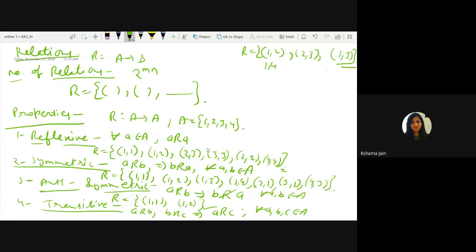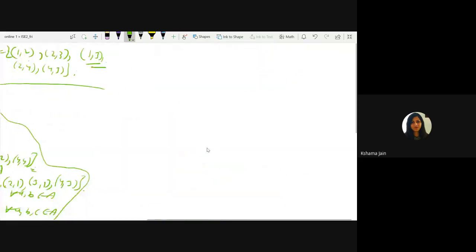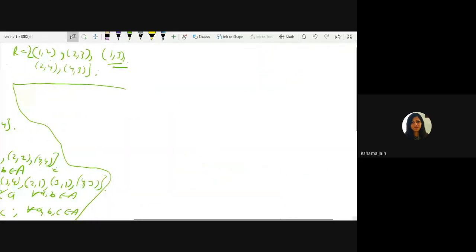Or otherwise, why am I taking 1 only? Not necessary you take 1 only. (2,4), (4,3). This is also transitive. 2 to 4, 4 to 3, then 2 to 3. Like this. Clear? Any doubt up to here? These are the properties of relation, very important properties. Now, based on these properties, different kinds of relations came in existence.